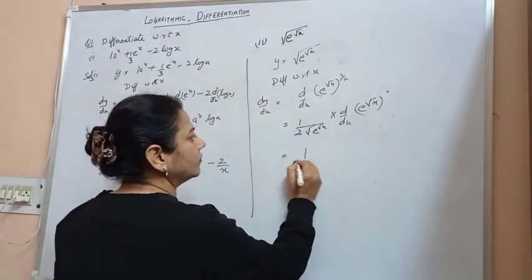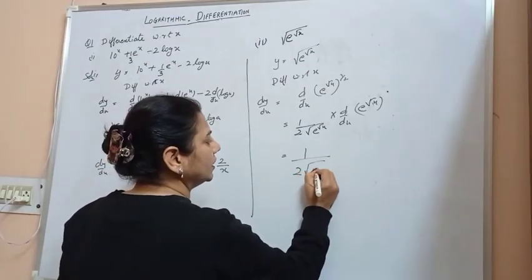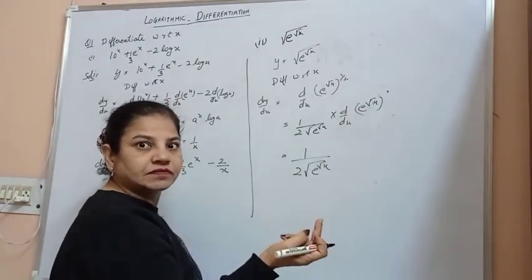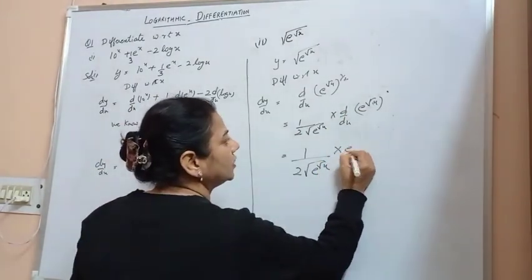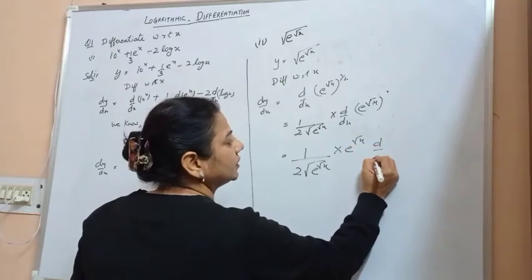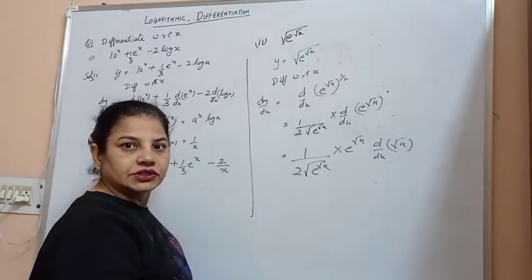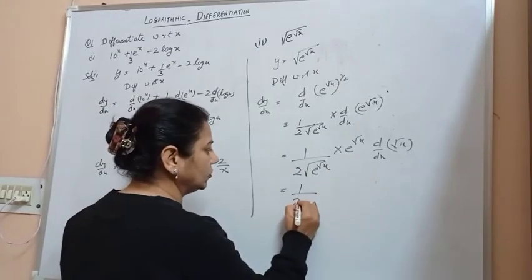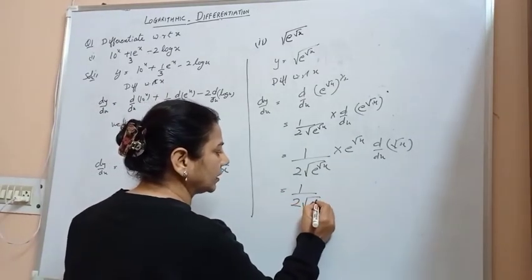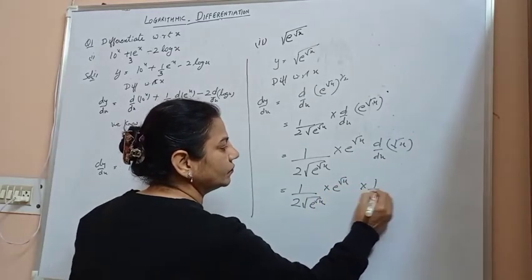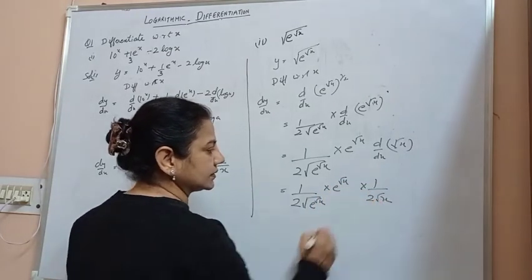So we get 1 upon 2 under root e to the power under root x, and the derivative of the exponential function is the exponential function itself. So we get into e to the power under root x into the derivative of under root x. Again chain rule. So we have 1 upon 2 under root e to the power under root x into e to the power under root x into 1 upon 2 under root x.